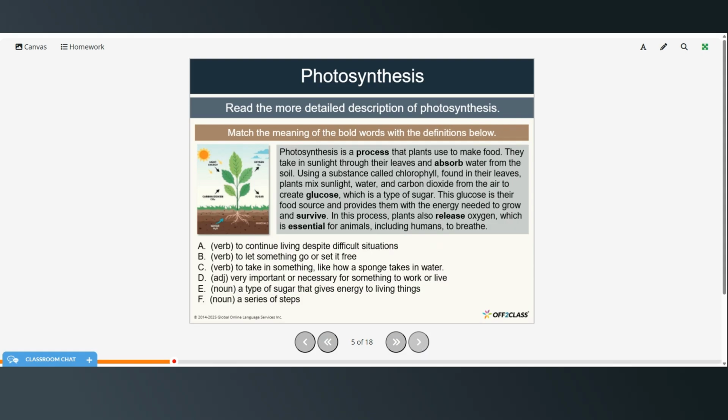All right, now you can pause the video and read this more detailed description of photosynthesis, and then match the meaning to the words in bold, and then restart the video when you're ready to check your answers.